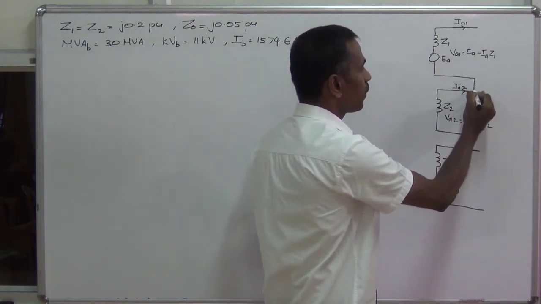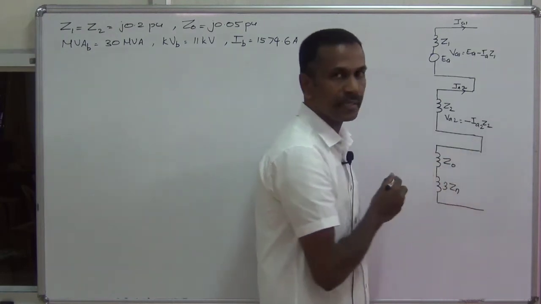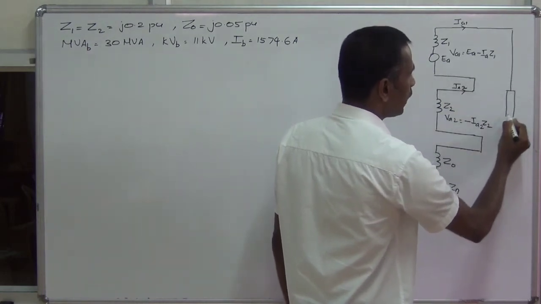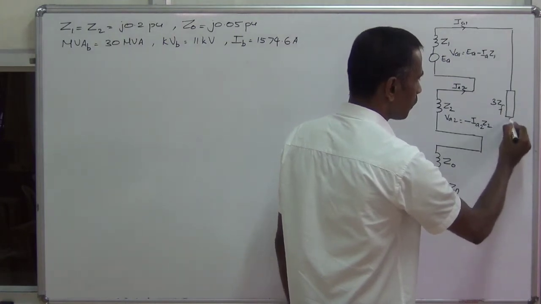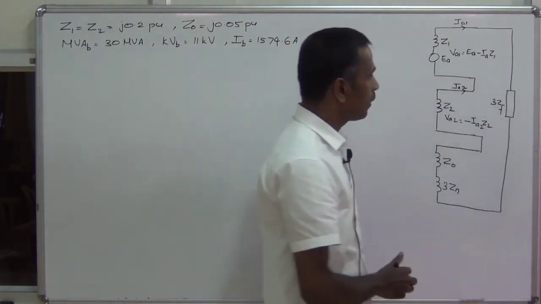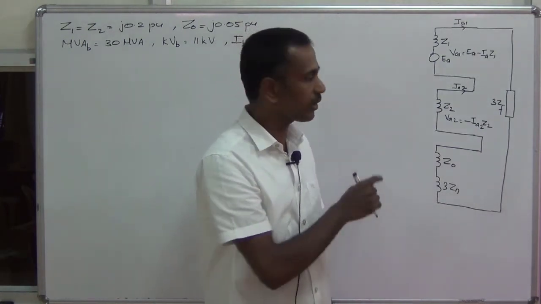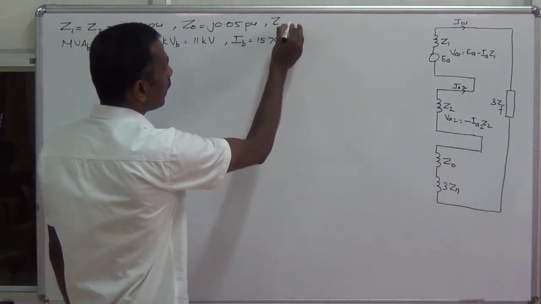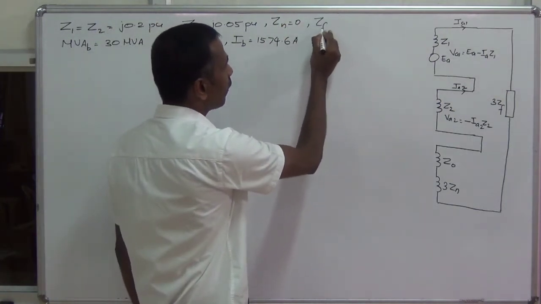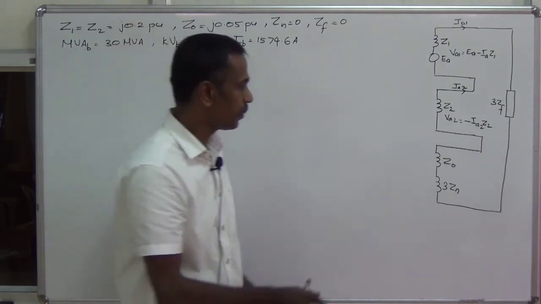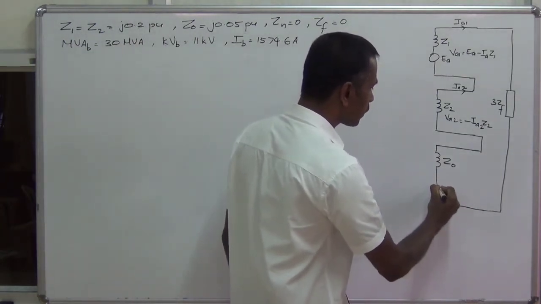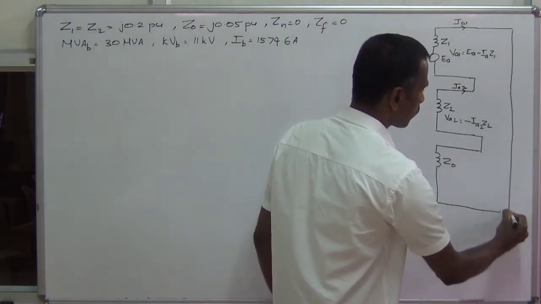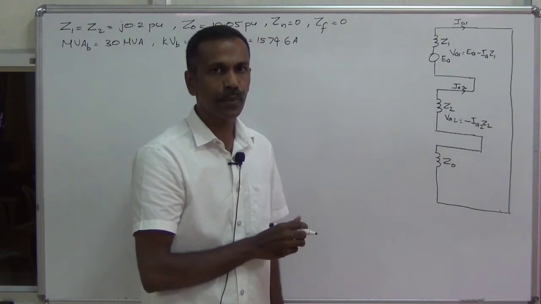Now in the case of single line to ground fault, all the 3 networks should be connected in series. This is the fault impedance, 3ZF. This is the sequence network for an SLG fault or single line to ground fault. But in our case, the neutral is solidly grounded. So, ZN equals 0. And there is no fault impedance given in the question. So, ZF is also equal to 0. So, there is no neutral grounding impedance and this fault impedance is also equal to 0. So, this is the sequence network in our case.